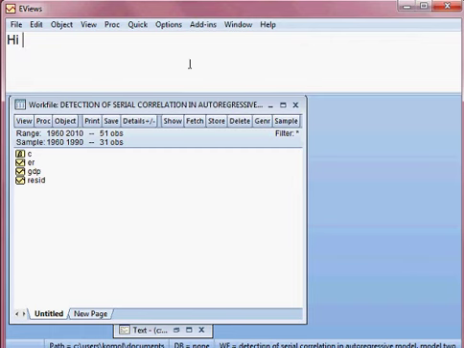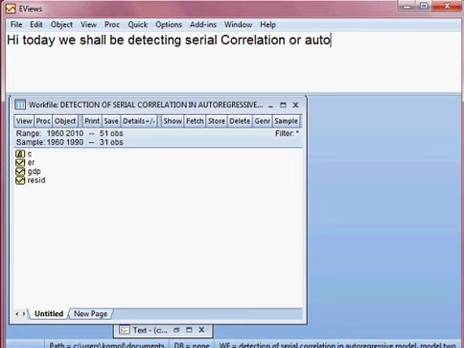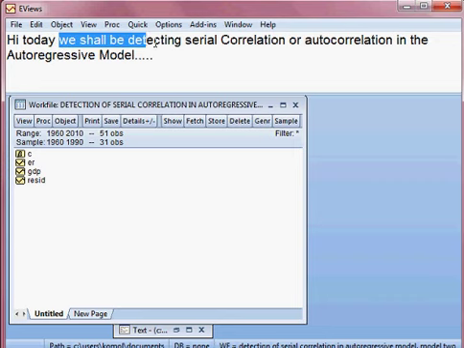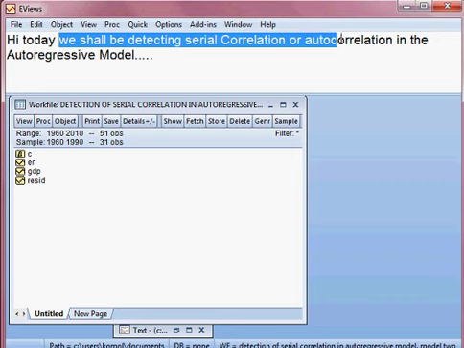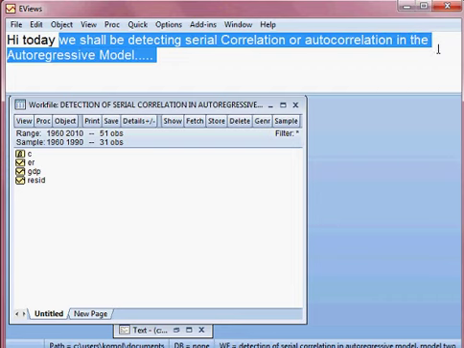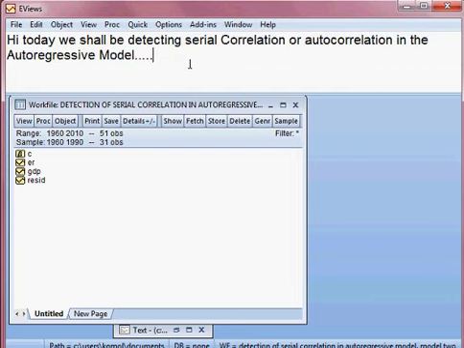Hi. Okay, today we shall be detecting serial correlation or autocorrelation in the autoregressive model. So here today we shall be detecting serial correlation or autocorrelation in the autoregressive model.